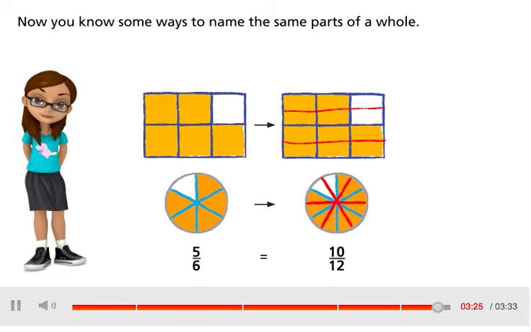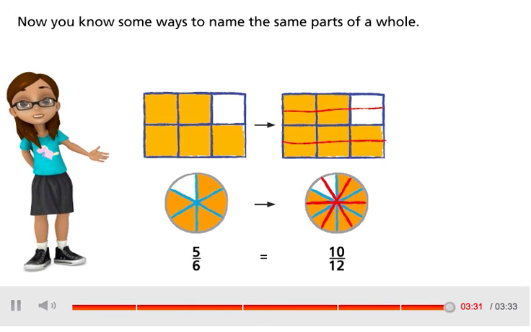Now you know some ways to name the same parts of a whole. I hope you liked working with these fractions.